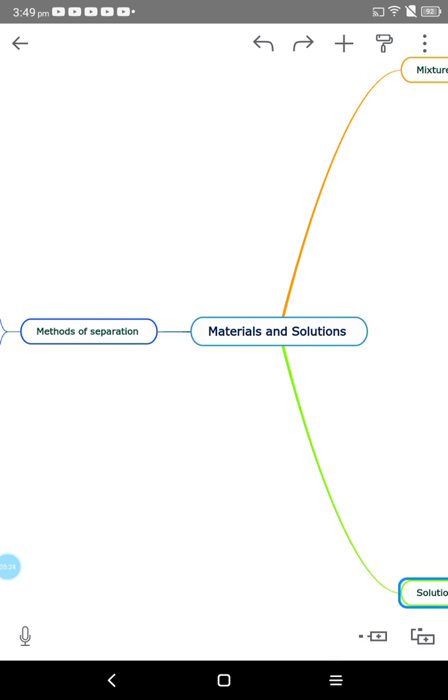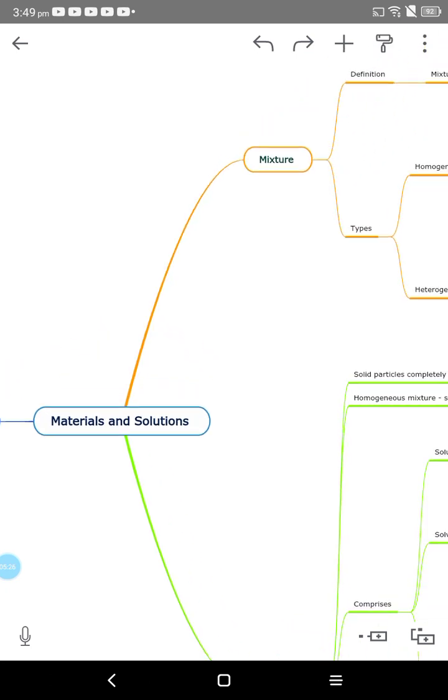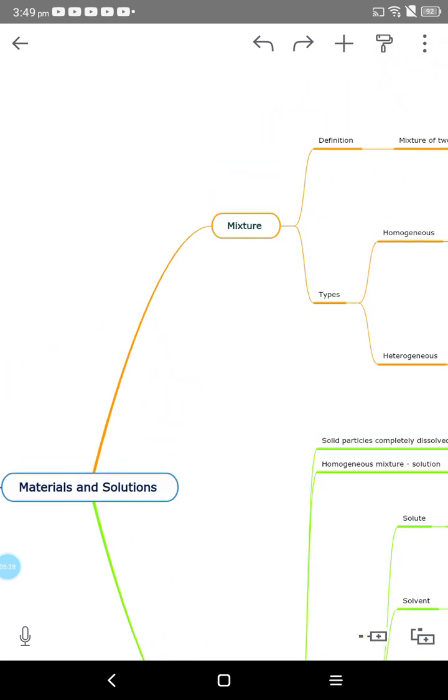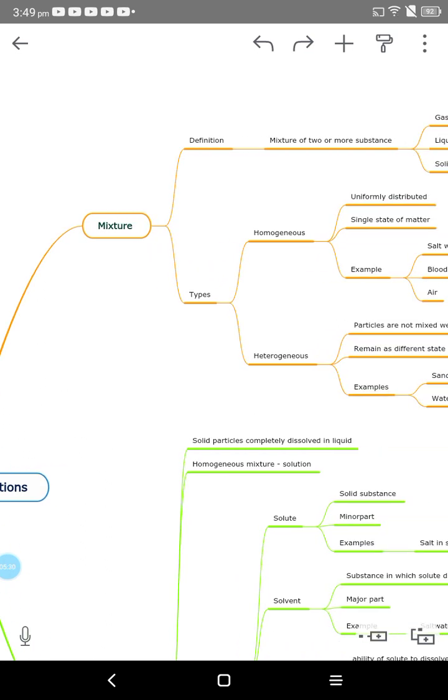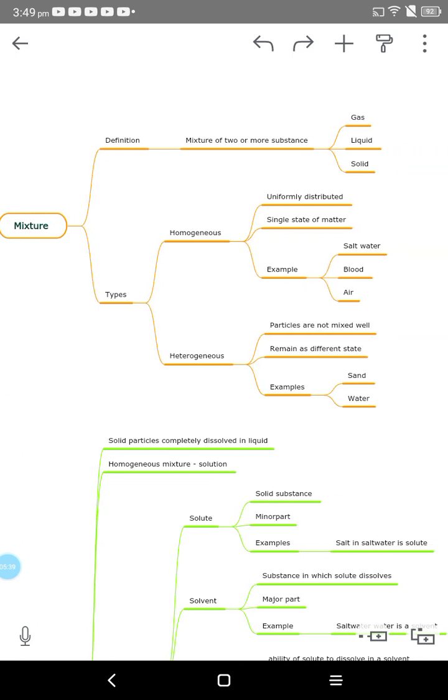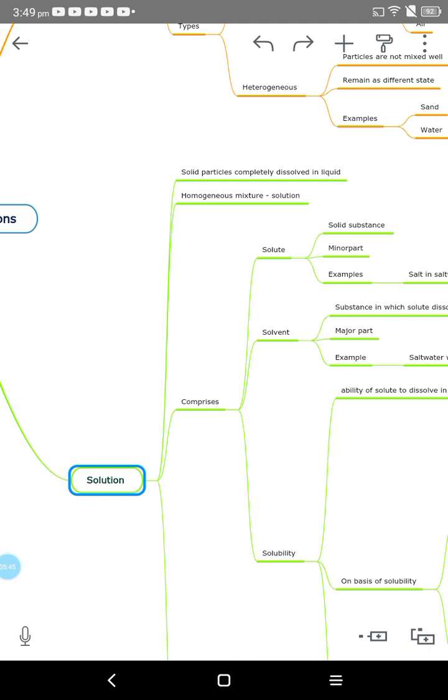Let's revise once again. Mixture. The definition of mixture is that it is made of two or more substances. Types of mixtures are homogeneous and heterogeneous. Homogeneous mixtures remain as a single state of matter. Heterogeneous mixtures remain as different states. Solution. Solid particles completely dissolve in a liquid. Homogeneous mixture is equal to a solution.